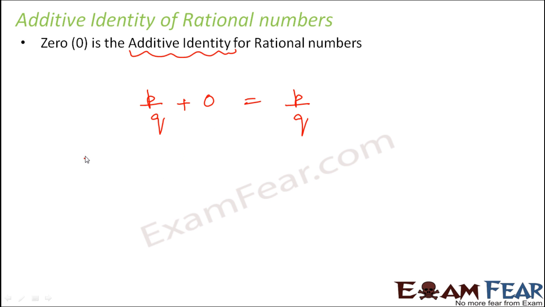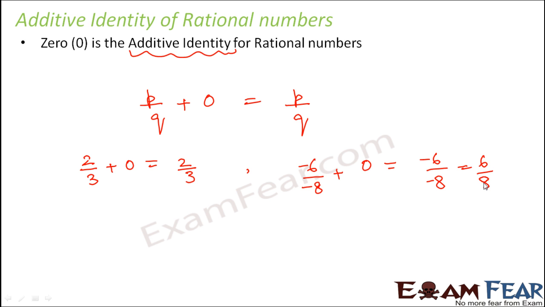So you think of any number like 2 by 3 plus 0, this would give you 2 by 3. You think of minus 6 by minus 8 plus 0. This would give you minus 6 by minus 8, which is nothing but 6 by 8. And these are the same things. So basically, any number when added to 0, even when 1 is added to 0, what do you get? You get 1. So the identity is retained.